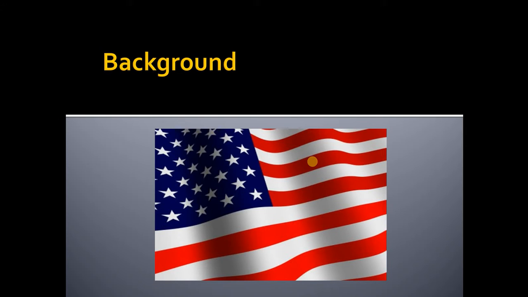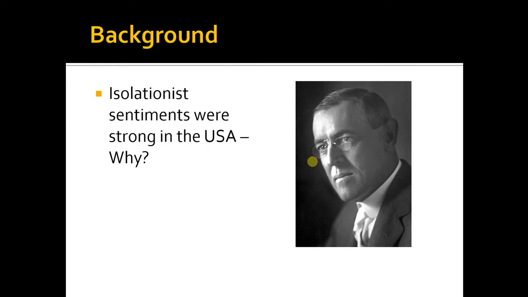So a little bit of background about the USA. Essentially, when we think about the USA in the 1920s and the 1930s, isolationist sentiments were very strong, which meant that the USA saw itself as being isolated from places like Europe and Asia. They basically wanted to keep to themselves. They didn't want to get involved in the affairs of other countries.